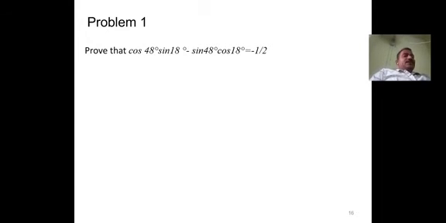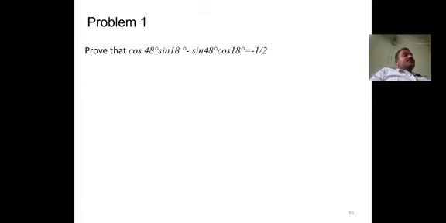So the problems we have seen, it is with the help of cos A sin B minus sin A cos B. If you take the negative sign out from the left hand side, it will become sin A cos B minus cos A sin B, the sin of A minus B formula, where A is 48 degrees and B is 18 degrees.